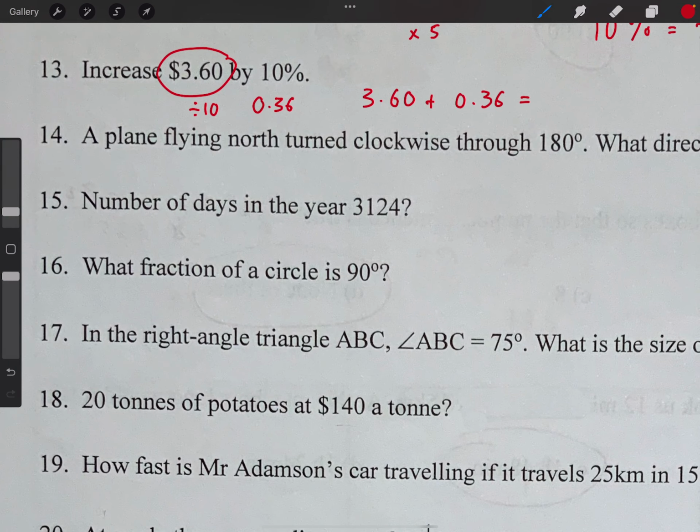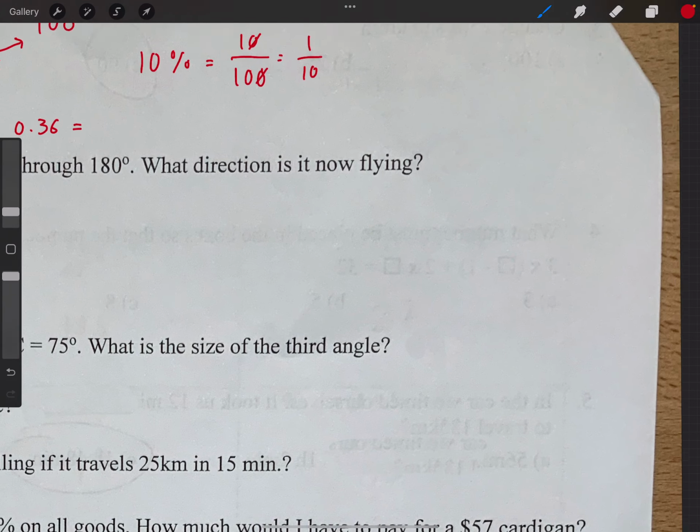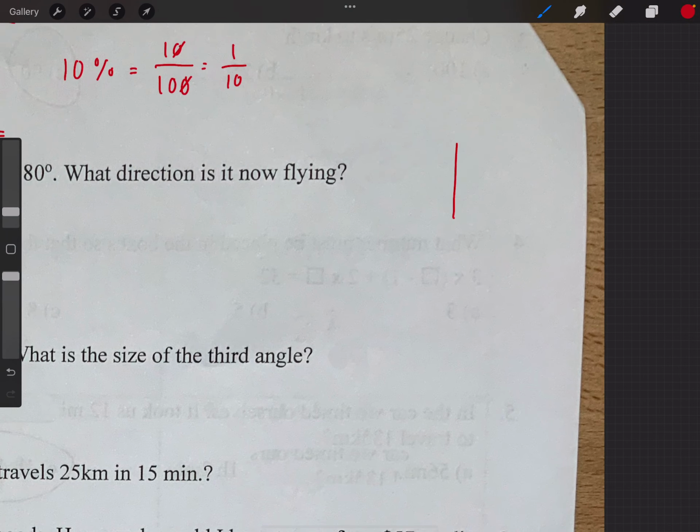Question 14, a plane flying north turned clockwise through 180 degrees. What direction is it flying now? So it's flying north. Let's see, north, south, east, west. It's flying north and then it turns 180 degrees. So now it's flying south. Alright.